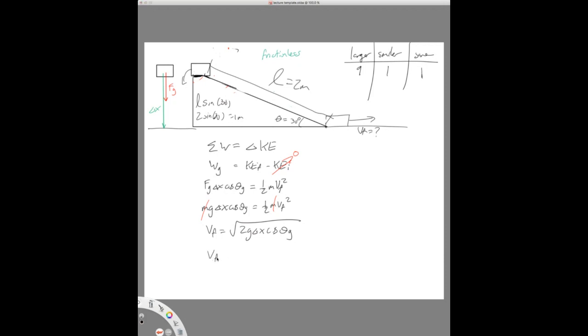So when we solve for v final, we're going to get the square root of 2 times 9.8 times 1 meter times the cosine of 0, and this is 4.43 meters per second, which is exactly the same speed as if it just falls off the back of the ramp versus slides down the length of the ramp.